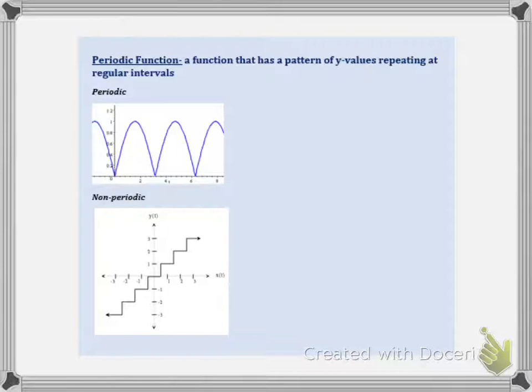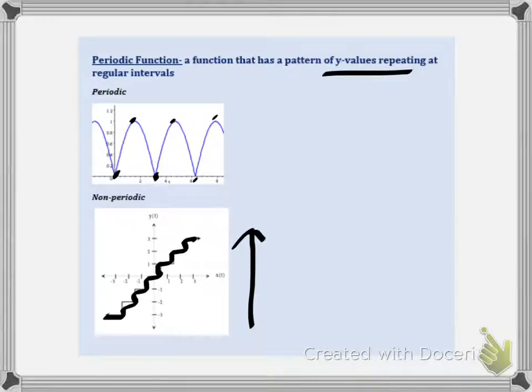Now a periodic function is a function that has a pattern of y values repeating at regular intervals. So the first one is periodic because it starts at 0, goes to 1, and then goes back to 0, and then 1, and then 0, and then 1, and so on. But the second one is non-periodic, even though it looks as though it's repeating like a pattern, it's an upward trend, and therefore it does not have the same y values. And we know that a periodic function is a function that has a pattern of y values repeating. So therefore, the second one is non-periodic.